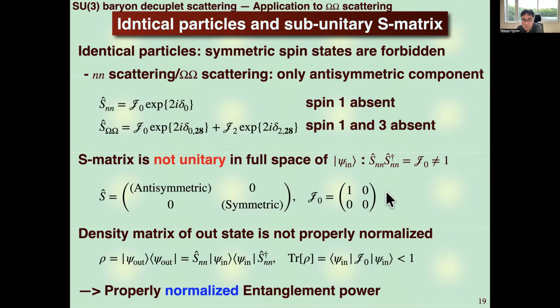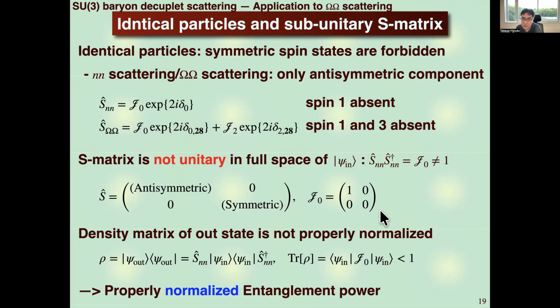The problem of the appearance of this reduced Hilbert space structure is that the density matrix is not properly normalized. Namely, we consider the density matrix of the outgoing state, which is given by multiplying the S matrix to the initial state. Considering the trace of this operator, this S dagger S is now not the identity, but is a spin 0 projection. So this is essentially the expectation value of this spin 0 projection operator in the initial state. And if your initial state lives entirely in the antisymmetric sector, then this gives you 1, because, as I mentioned, J0 is the identity operator in the antisymmetric space.